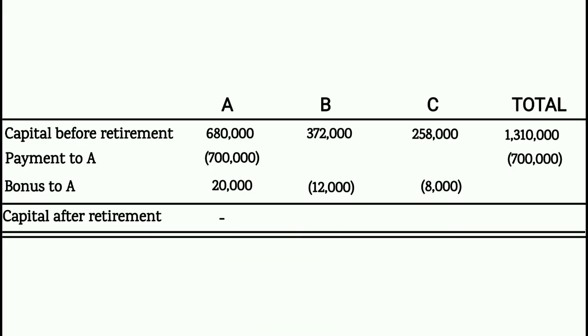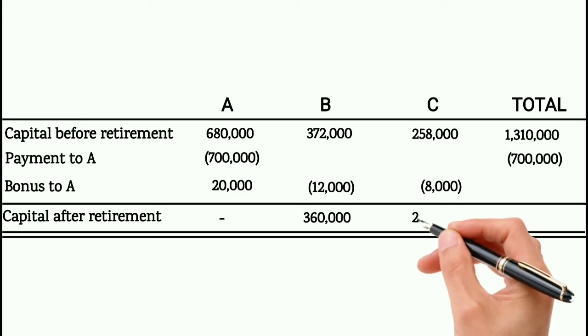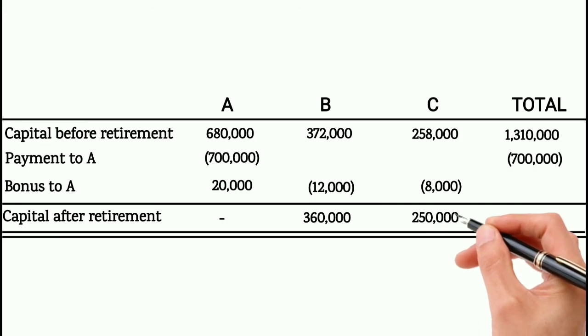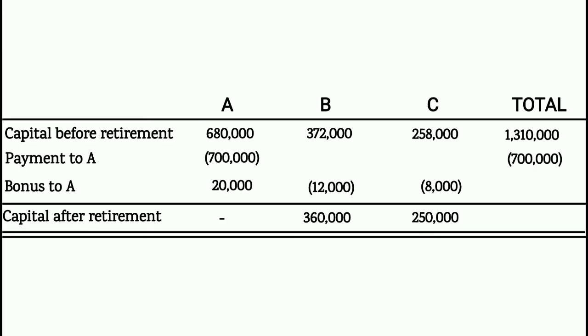Of course, for A, wala ng capital kasi nag-retire na. For B, 372,000 pesos minus 12,000 pesos. That is equal to 360,000 pesos. For C, 258,000 pesos minus 8,000 pesos. That is 250,000 pesos. All in all, the total capital after retirement is 610,000 pesos.